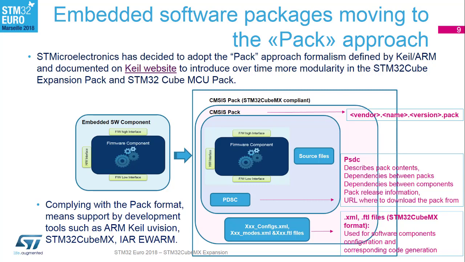Then in addition to that, ST, to make it CubeMX compliant, has added some additional files outside of the CMSIS pack. So a couple of XML files, and what we call an FTL file. These are the descriptive files that tell CubeMX what you can and can't configure and what the parameters are for that configuration within the pack.